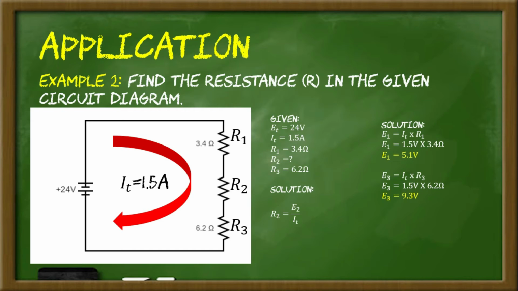Since the total voltage is equal to the summation of the individual voltages, we have to transfer their given values, and then transpose the E2, and the answer now is 9.6 volts. So here, we can calculate the resistance value of R2. Transfer and solve the given values, then the final answer is 6.4 ohms.